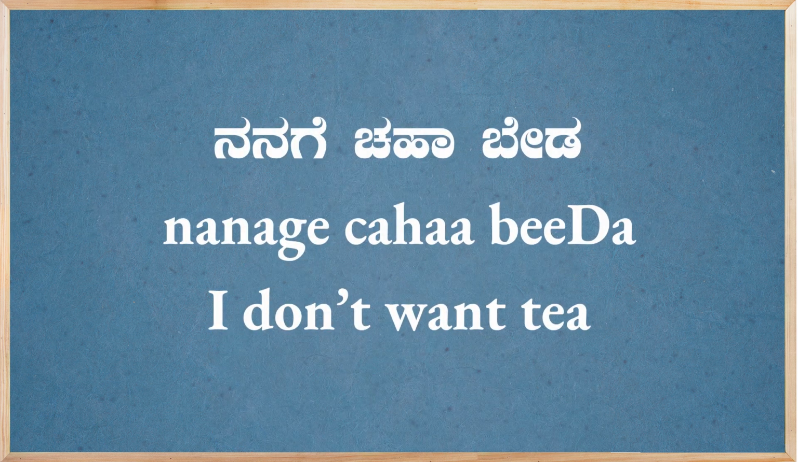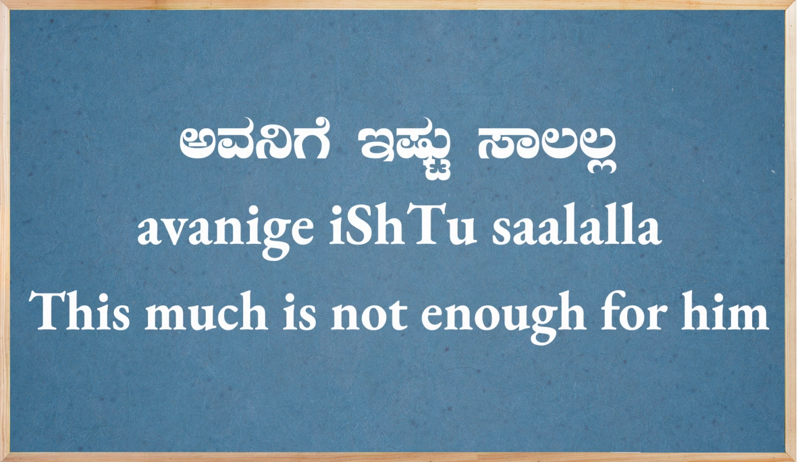We also made sure to cover the negative forms. The good news is the dative case rule still applies. So, for don't want, not enough, don't like or don't know, we still use the dative subject ನನಗೆ. For example, ನನಗೆ ಚಹಾ ಬೇಡ. I don't want tea. ಅವನಿಗೆ ಇಷ್ಟು ಸಾಲಲ್ಲ. This much is not enough for him, and so on.